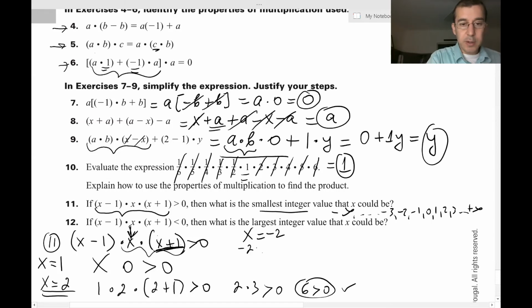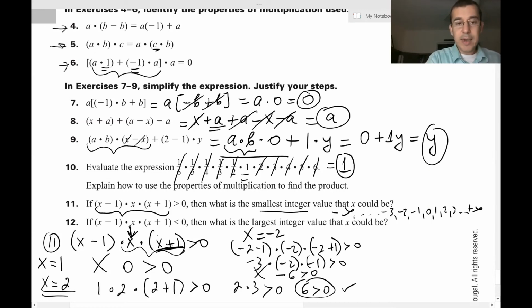So we have minus 2 minus 1 times minus 2 times minus 2 plus 1 is greater than 0. Minus 2 minus 1, that's minus 3, times minus 2, times minus 2 plus 1 is minus 1. So we have 3 negative numbers, that's minus, and then 3 times 2 is 6. So minus 6 is greater than 0. That's not true. So we can't have negative integers. And then we tried 0, that doesn't work. We tried 1, that doesn't work. 2, yes, it works. So 2 is the smallest integer value that x could be. So the answer for number 11 is x is 2.